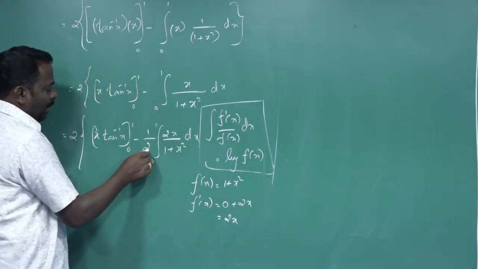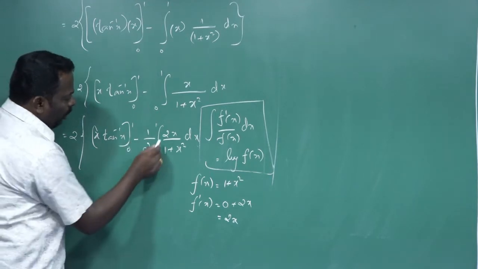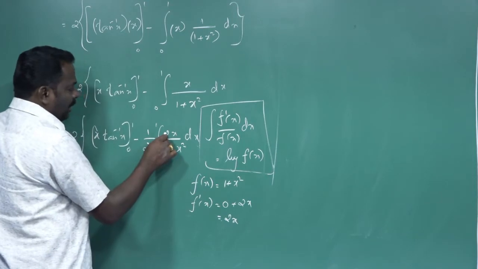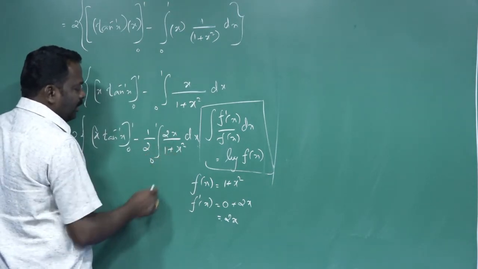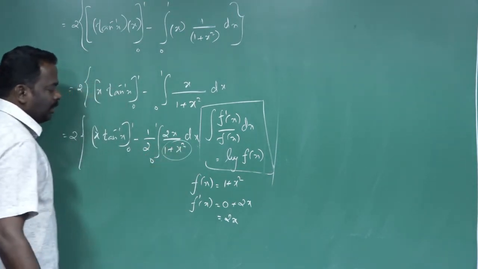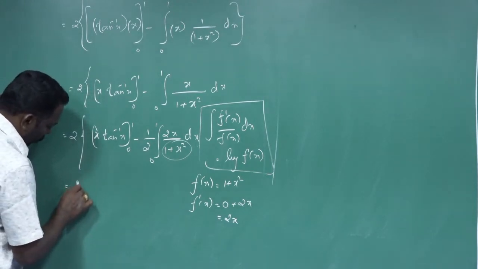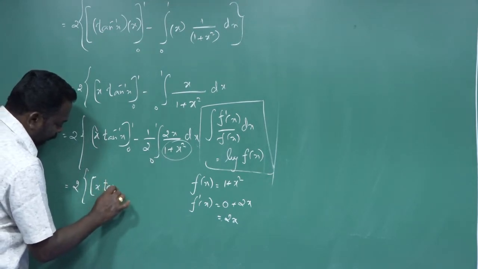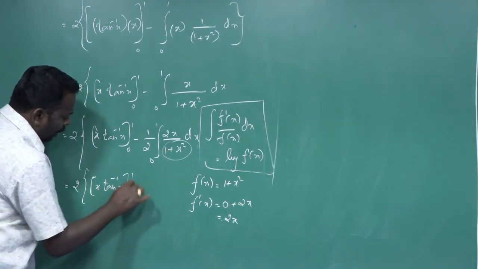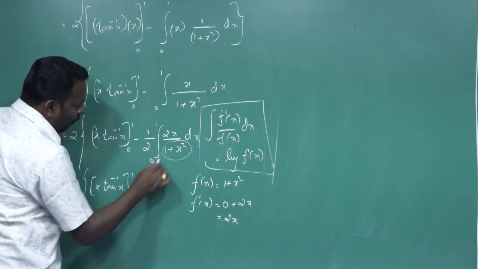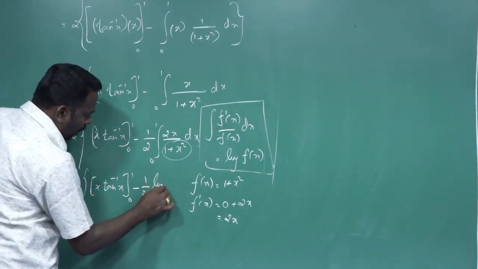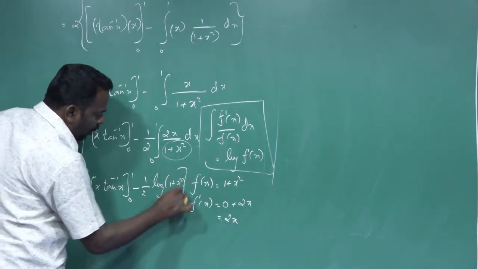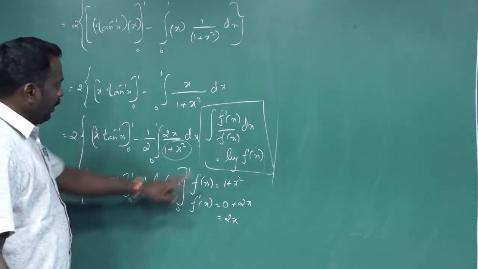Now multiply and divide by 2 in this term. Now we will get this term as f dash of x, and 1 plus x square is f of x. F dash of x by f of x, we can apply this: log f of x. F of x is 1 plus x square. Therefore that is equal to 2 within the bracket, x into tan inverse of x, the limits are 0 and 1, minus 1 by 2, and this integration gives log of 1 plus x square, and the limits are 0 and 1. So apply this integral formula.